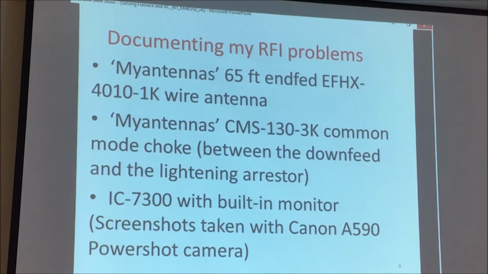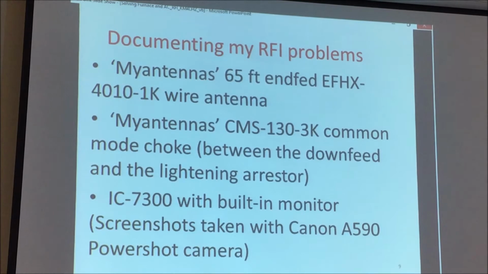I have a 65-foot end-fed antenna. The coax comes down through the deck and goes in through a window about 12 feet from an external air conditioner. I also have a common mode choke between the downfeed and the lightning arrestor, because end-fed antennas often have problems with common mode noise, and I bought it preemptively rather than after the fact as a remedy. I've tried operating with it and without it, and it does seem to lower the noise floor considerably.